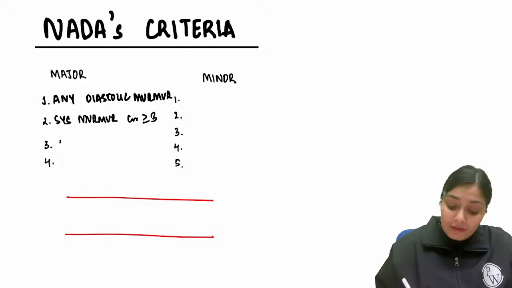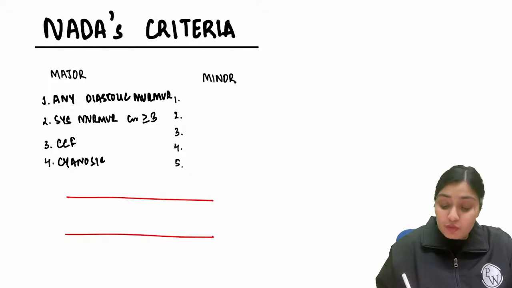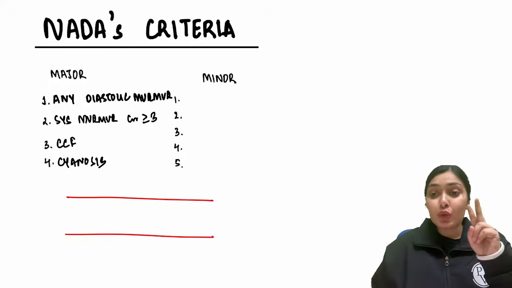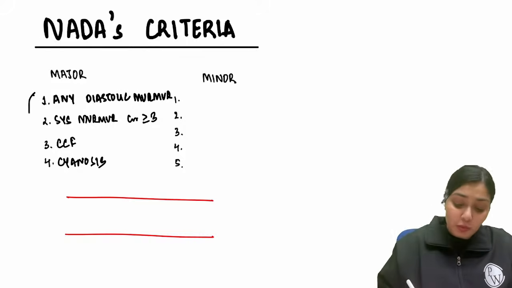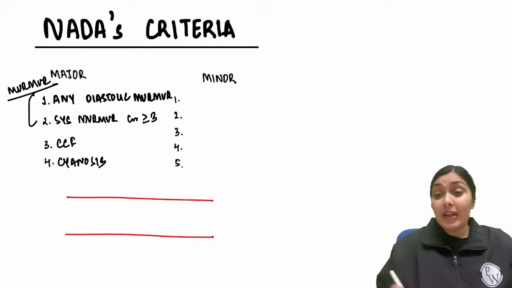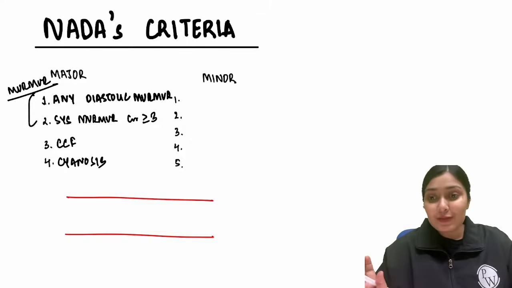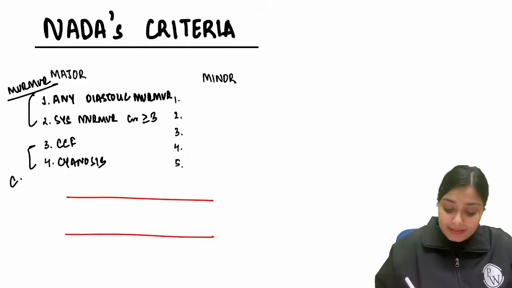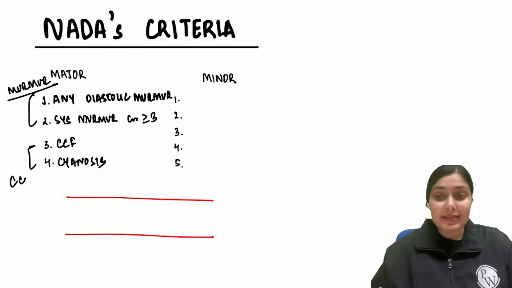Then we have congestive cardiac failure and cyanosis. So how are you going to remember these? Remember, major criteria: two are murmurs. Any diastolic is major, and systolic grade 3 or more is major. And the rest two are CCF, congestive cardiac failure, and cyanosis.